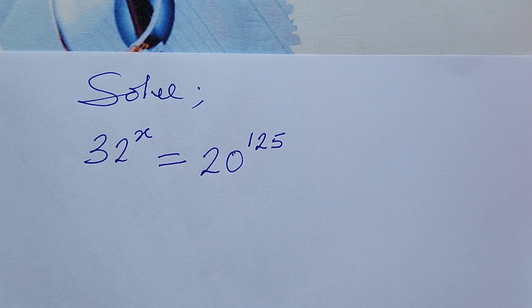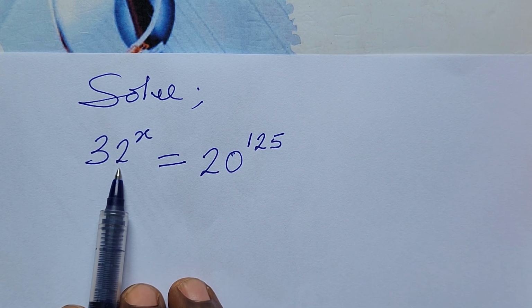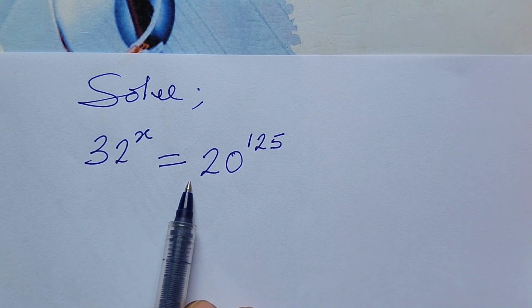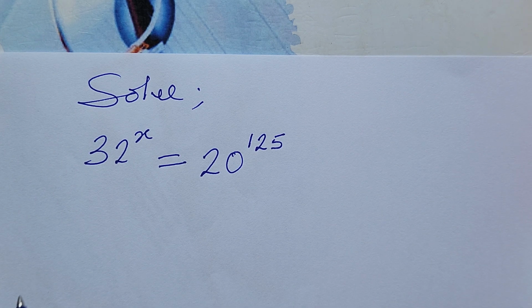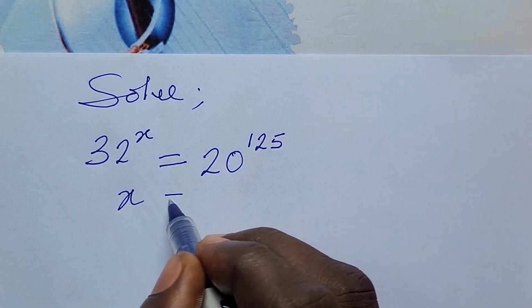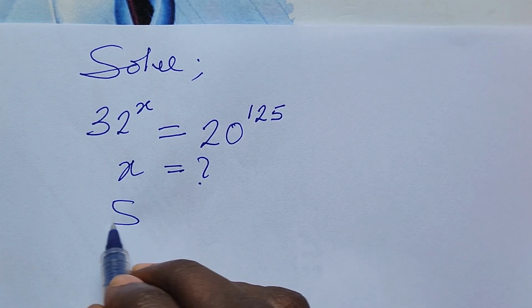Again, we have this simple exponential equation before us here. Okay, how do we solve this math problem? The question is: solve 32 to the power of x equal to 20 to the power of 125. What is the value of x? Here we're looking for x. Okay, so let's take our solution.